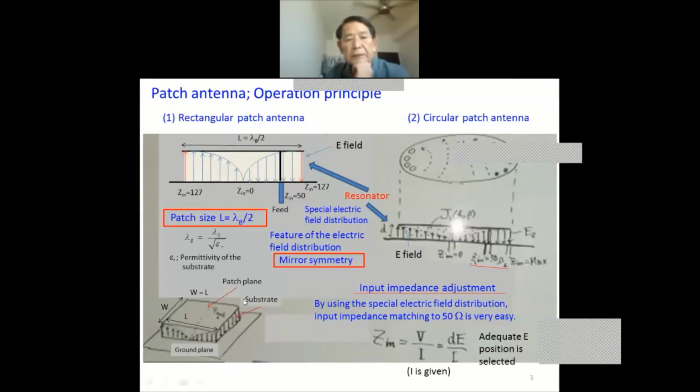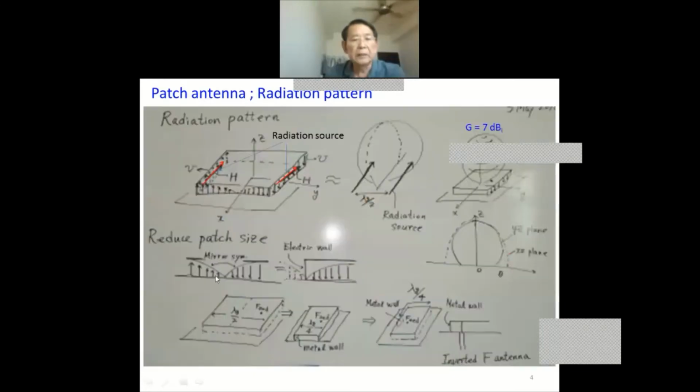Square patch is generally used. So this is the principle of a patch antenna. Remember, size is determined by half wavelength, and the distribution is mirror symmetry, and by the special distribution, matching is very easy. So next, the radiation pattern.